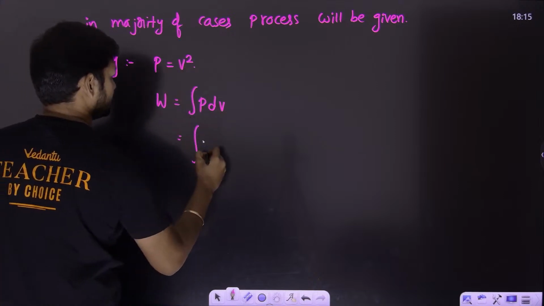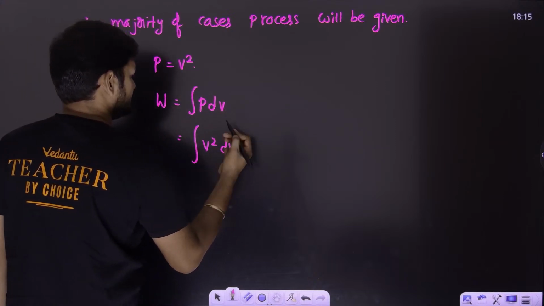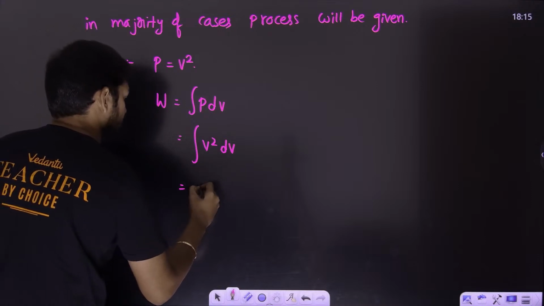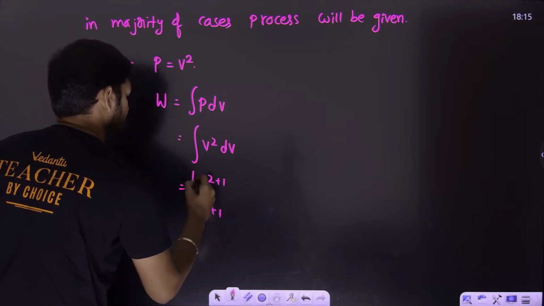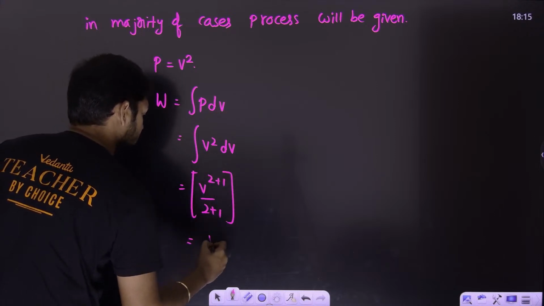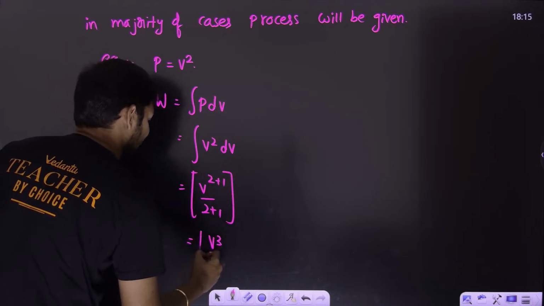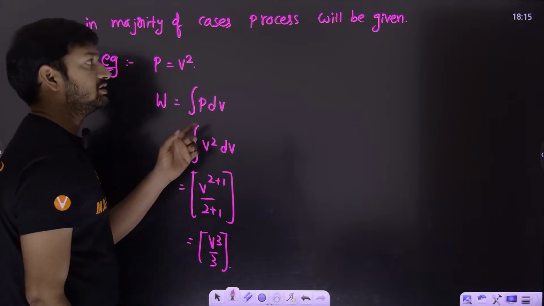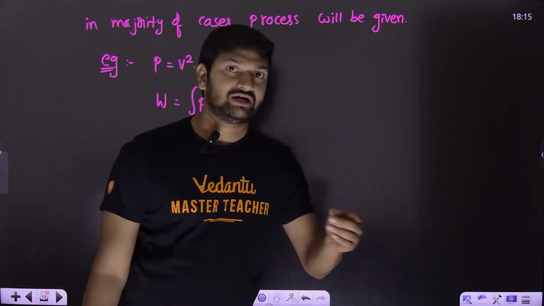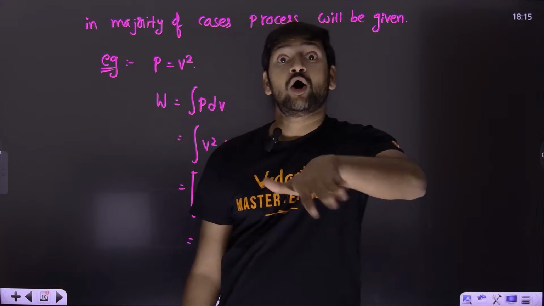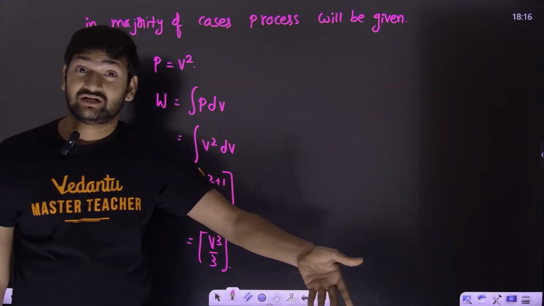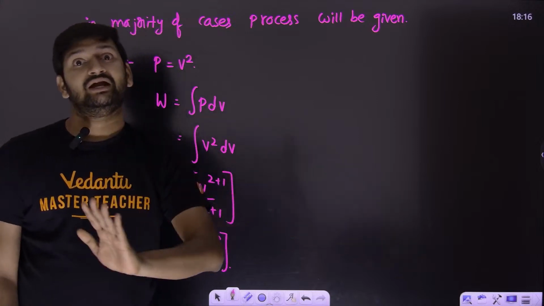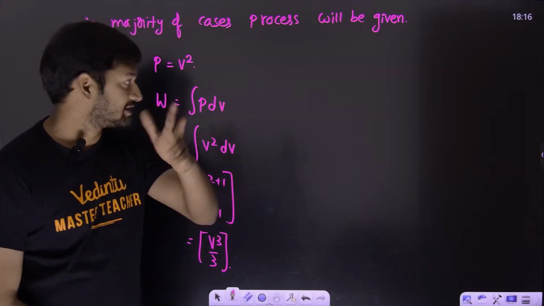I can put P as V square into dV, which is going to give us V to the power 2 plus 1 by 2 plus 1, and you have to put the limits, which is going to give you V cube by 3, and this is the work done. So in majority of the cases, the process will be mentioned, either a process like this, or they are going to talk about isobaric process or isothermal process, and in all those ways they are going to mention all those things.